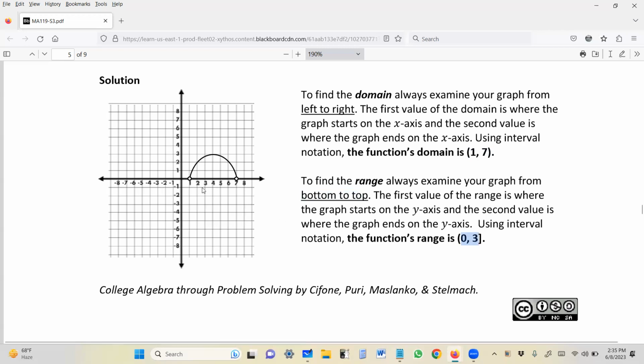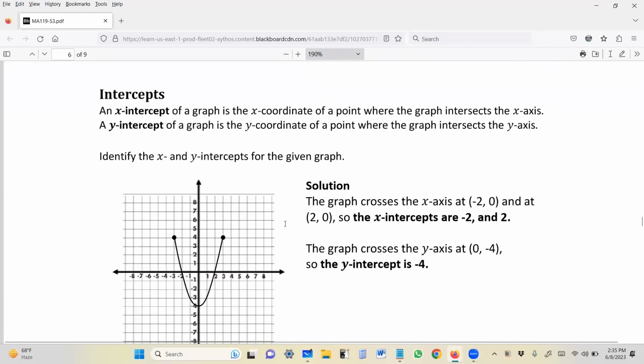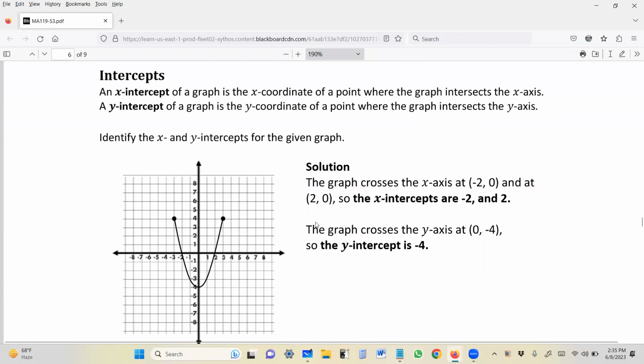So now I have to determine if the endpoints are included or not. If they're not included, like in the graph, because of the open circle, I will use parentheses. If it is included, like on the 3, I don't see an open circle, I'll use the square bracket. So this is how you find domain and range of a function when its graph is given. So let's take a look at an example. I guess before we do the example, let's go over, very quickly, the intercepts.